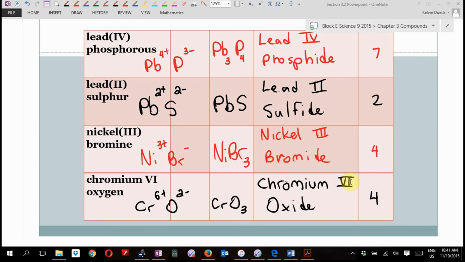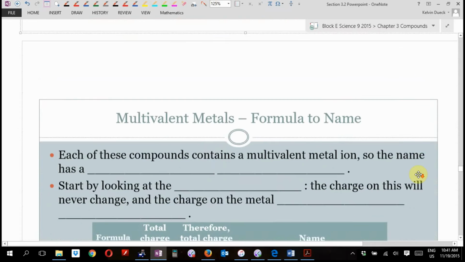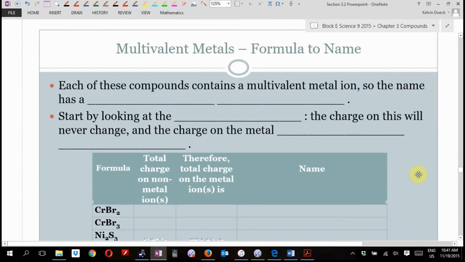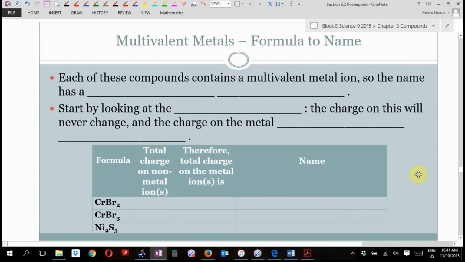It gets tougher. Sorry. Going from the English name to the formula isn't so bad if they tell you the ion charge. Well, you'll see what I mean in a second. So, multivalent metals. Each of these compounds contain a multivalent metal ion. So the name is going to have a Roman numeral.